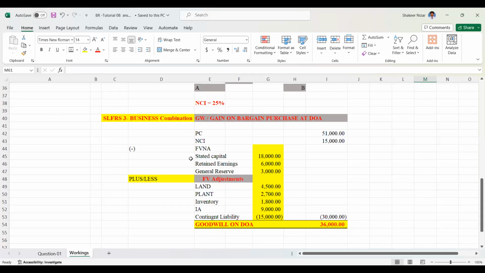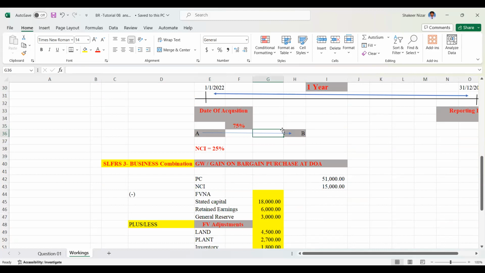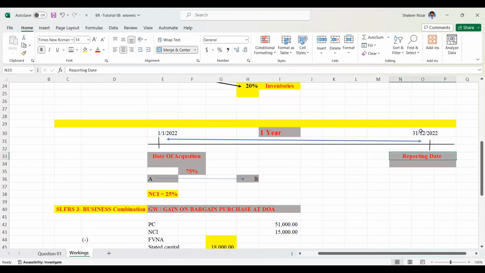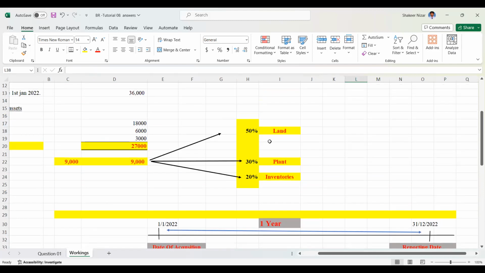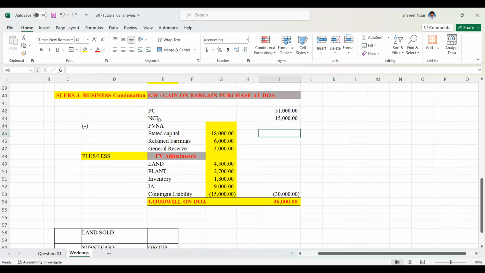I think it's visible. As per the question, on 1st January 2022, A acquired 75% of B. It means the remaining 25% goes to the NCI, or the non-controlling interest, right? The reporting date is 31st December 2022, so there is a 1 year post-acquisition period, because January 1st to December 31st is 1 year. So we compute the goodwill, or a gain on bargain purchase, sometimes referred to as negative goodwill, on the date of acquisition. We compare the investment against the fair value of net assets acquired, right?